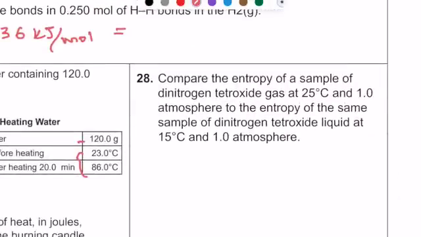Compare the entropy of a sample of dinitrogen tetroxide gas at 25 degrees Celsius and 1 atmosphere to the entropy of the same sample of dinitrogen tetroxide at 15 degrees Celsius and 1 atmosphere. So what we are looking at here is that the pressure is the same, but one of them is at a higher temperature. So you can say the one at 25 degrees Celsius, because it's a higher temperature, that means particles are moving more, so there will be a higher entropy.